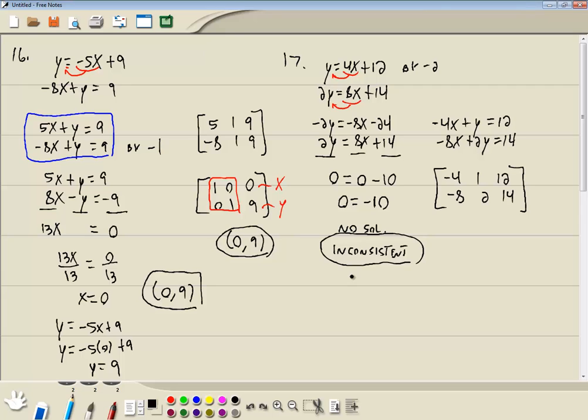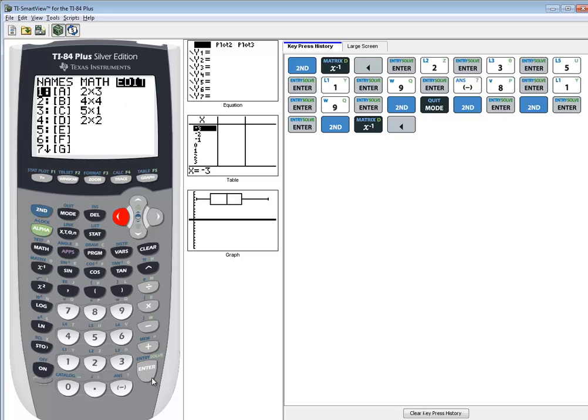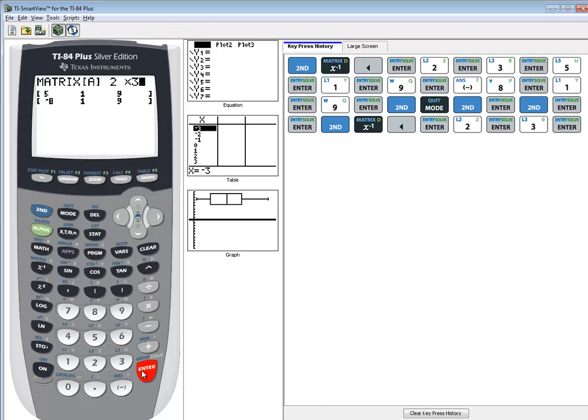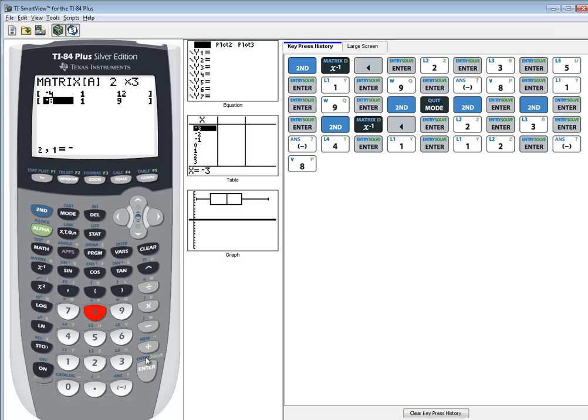Let's go and put this in. So do second x negative 1, go over to edit, enter on A. So 2 by 3, so I do 2 enter, 3 enter. And we got negative 4, enter, 1, enter, 12, enter, negative 8, enter, 2, enter, 14, enter.